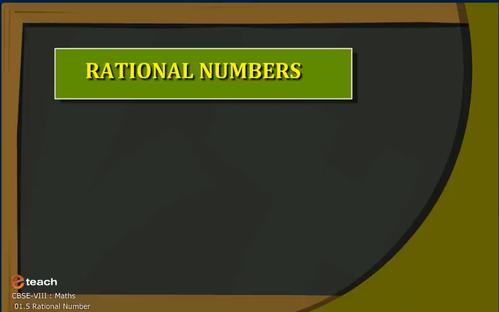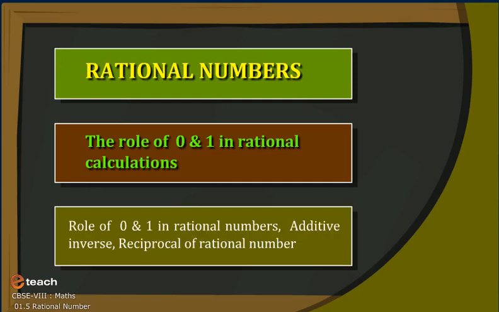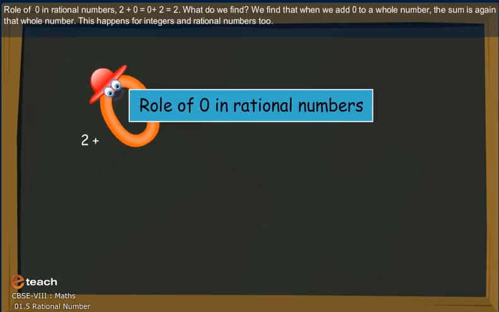Rational numbers. The role of 0 and 1 in rational calculations. Role of 0 and 1 in rational numbers. Additive inverse, reciprocal of rational number. Role of 0 in rational numbers.